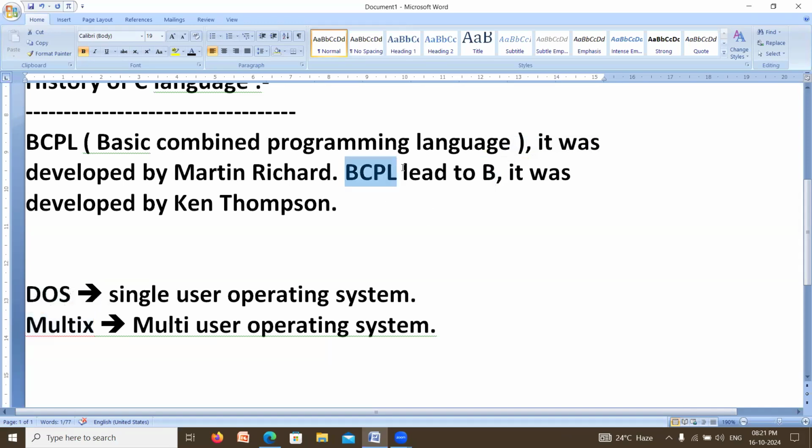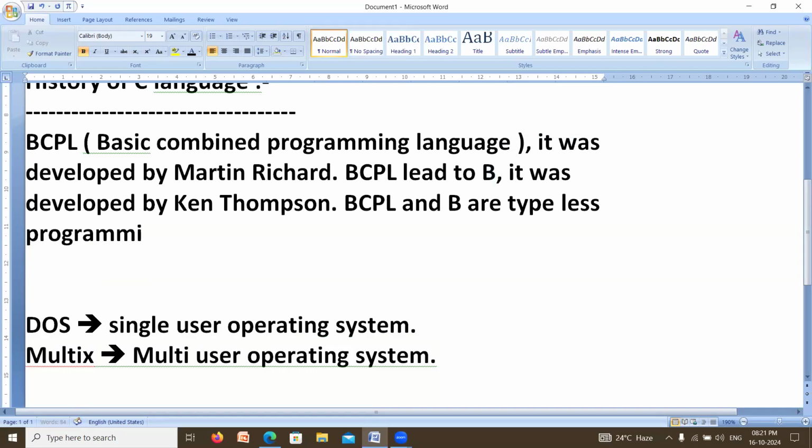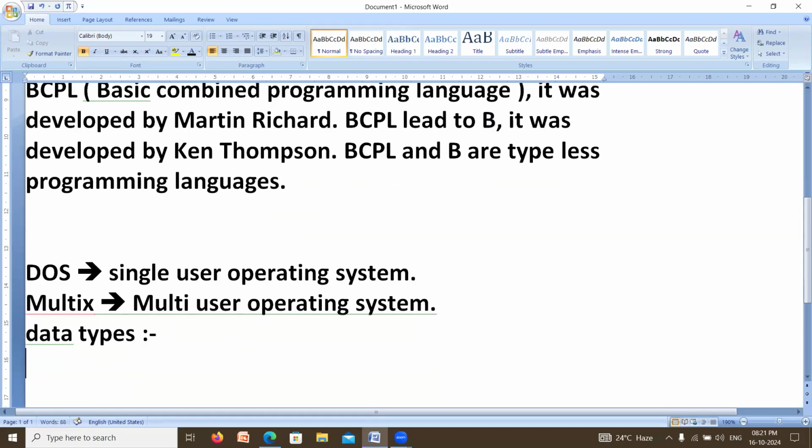Now we have two programming languages, BCPL and B. These two are actually typeless programming languages. What is the meaning of typeless? Typeless programming languages means these two languages don't support data types. What is the meaning of data types? Whenever you go to a cool drink shop, there you can find Limca, Coca-Cola, Thums Up, Pepsi, Maaza, like that. What are those? Those are nothing but the types of the drinks.